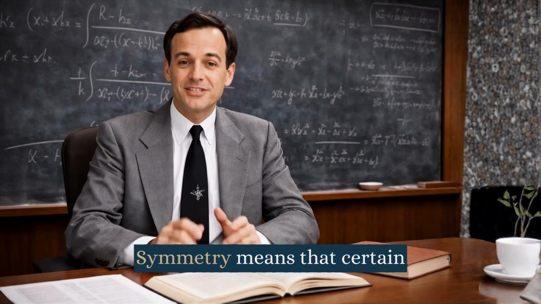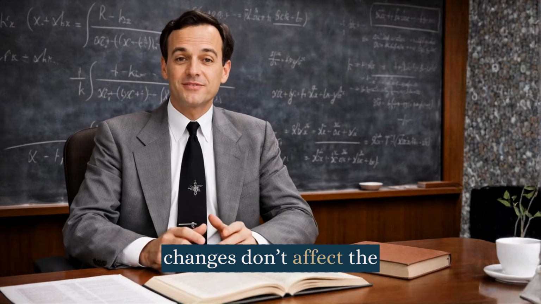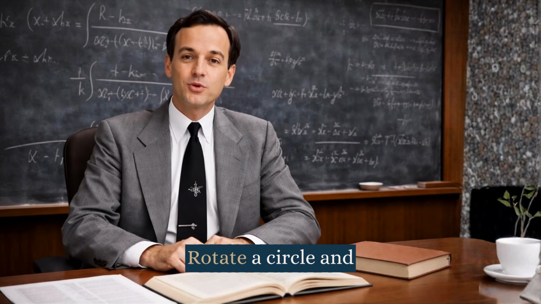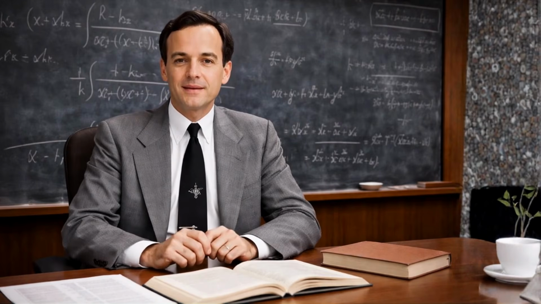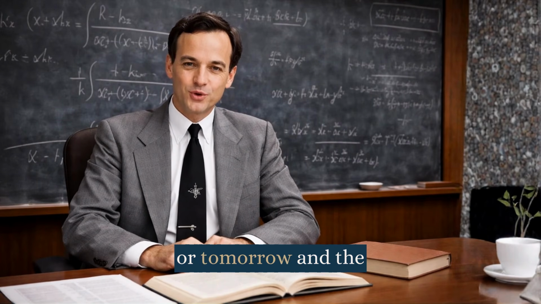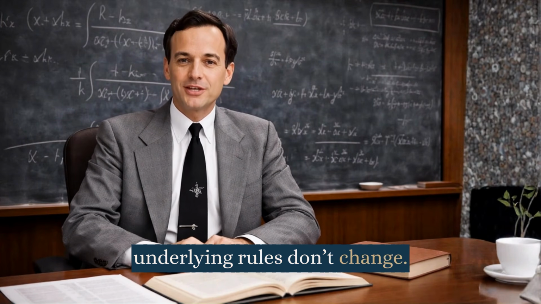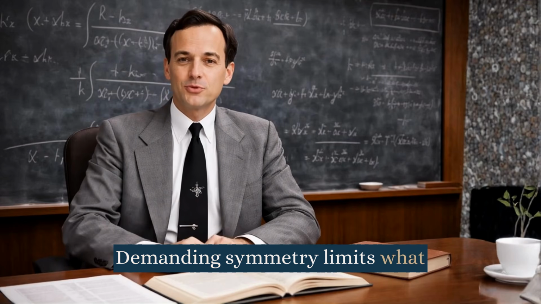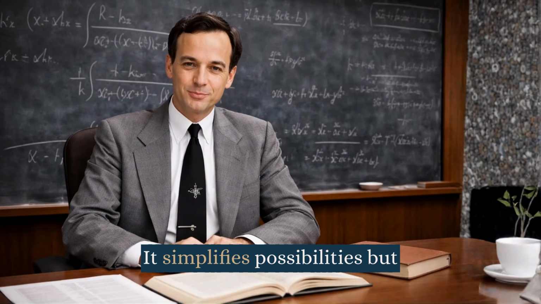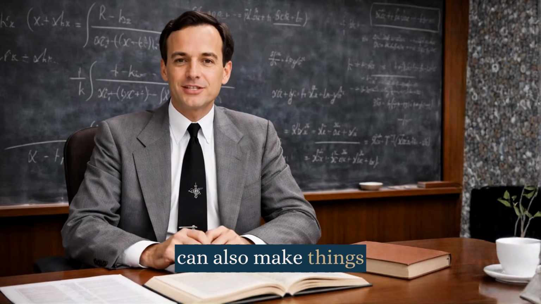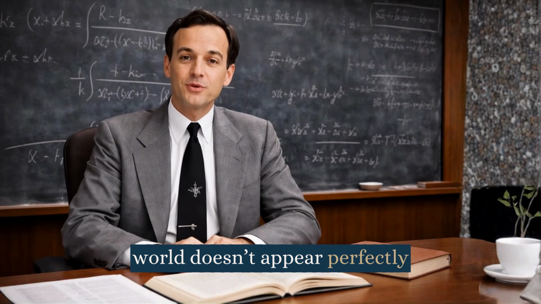Symmetry. Symmetry means that certain changes don't affect the laws of physics. Rotate a circle and it looks the same. Perform an experiment today or tomorrow, and the underlying rules don't change. Demanding symmetry limits what theories can allow. It simplifies possibilities but can also make things tricky when the real world doesn't appear perfectly symmetric.